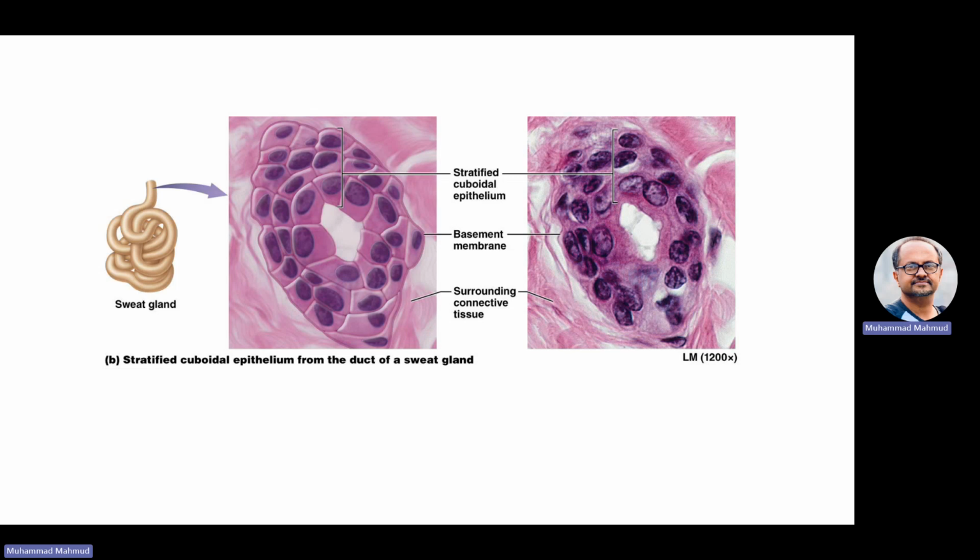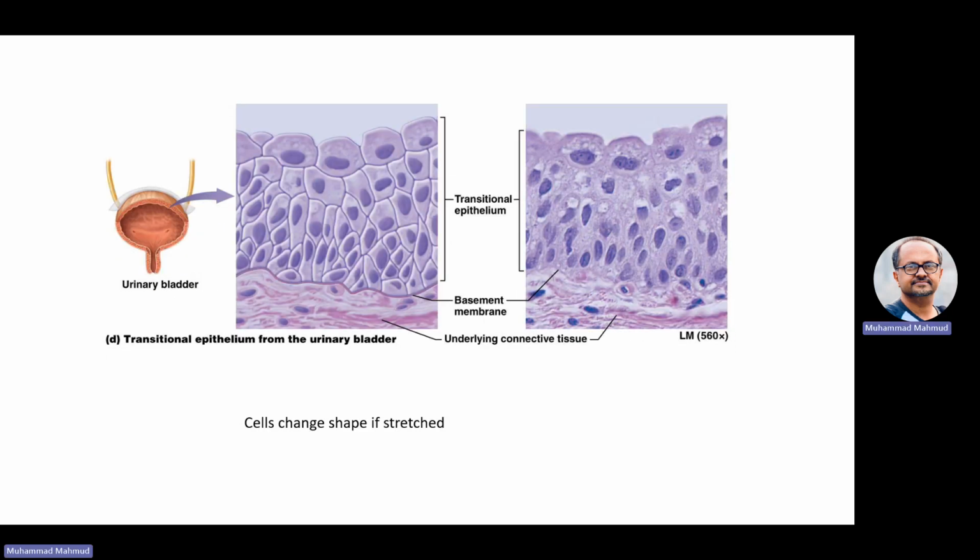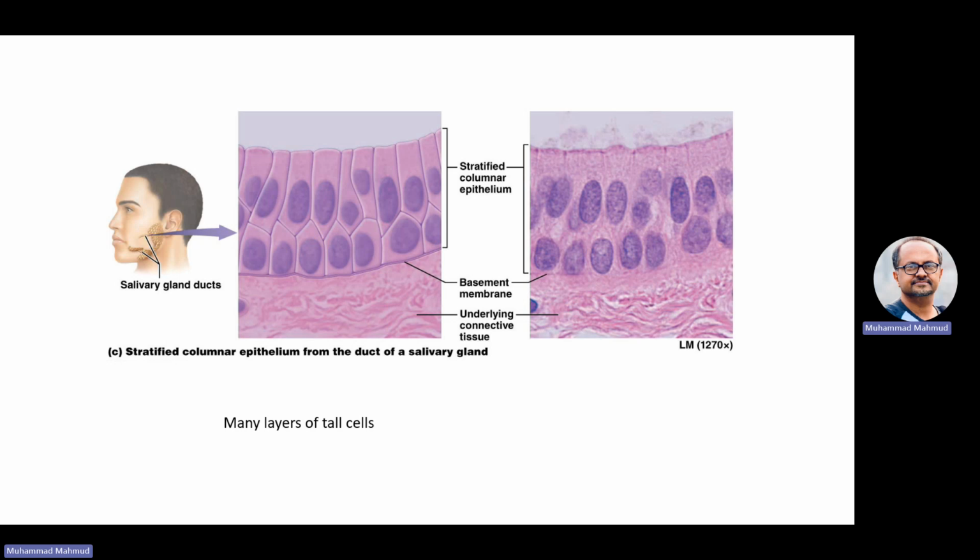This is also stratified because more than one layer, but this is cuboidal because they are almost square shaped. Stratified cuboidal epithelium. This is found in sweat glands, the duct after sweat glands. This type of epithelium can be found. Next one is the stratified columnar. So stratified means more than one layer. If they are rectangular shaped, tall, we call it columnar. And this type of cells are found in salivary gland ducts.